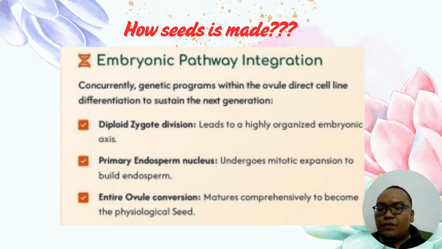Now, let's move to seed formation. Seeds develop from the ovules inside the ovary after fertilization. Once fertilization happens, the ovule will become the seed and the ovary will become the fruit. The seed contains a tiny developing plant called the embryo, which will grow into a new plant when the conditions are right.